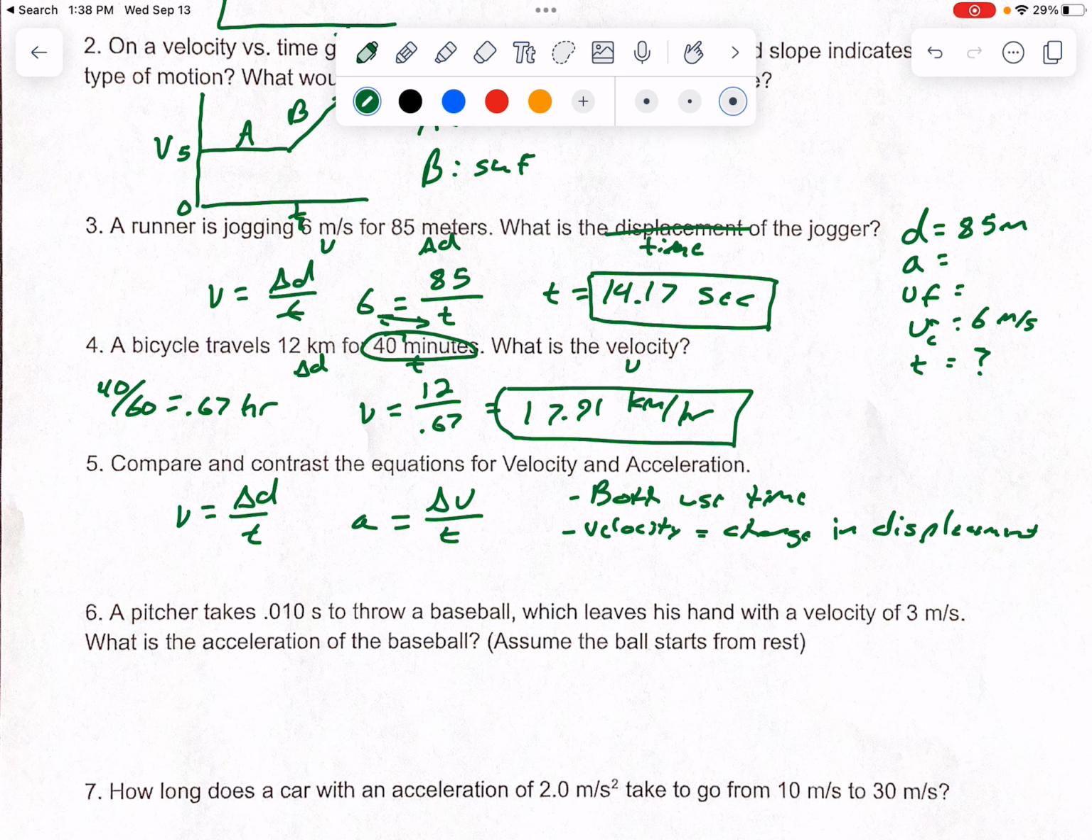Now when you look at velocity, velocity is change in displacement or your position. Okay, so if you're covering ground per time, like if you're driving your car and you got 60 miles per hour, that's how many miles you're covering every hour.